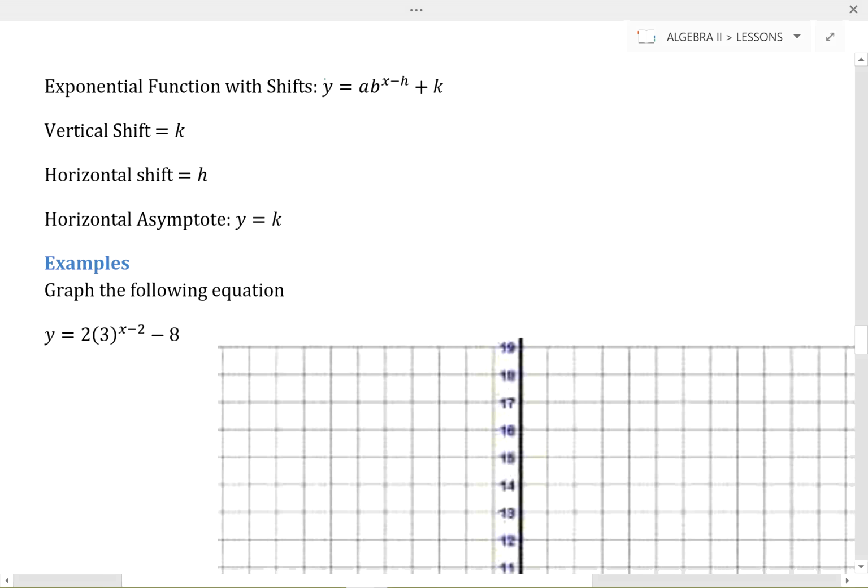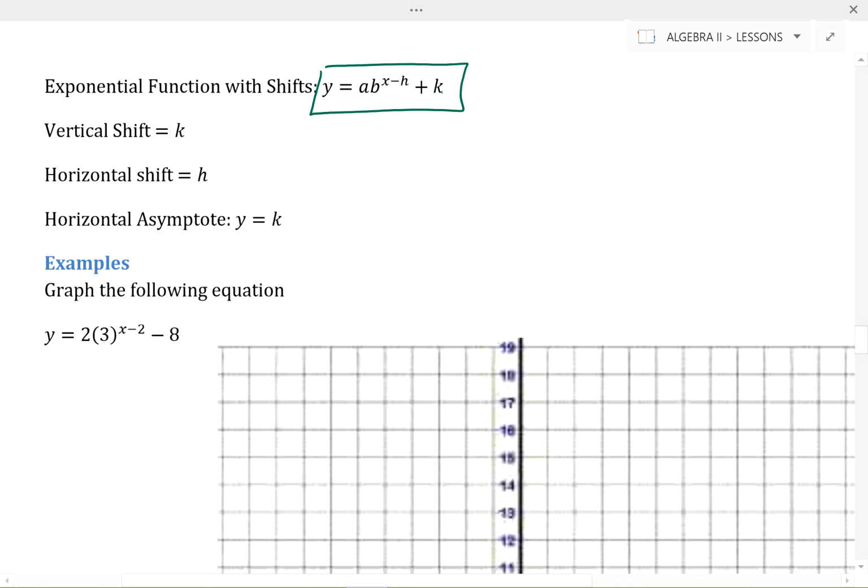So we have this exponential function right here. What we saw before was y equals a times b to the x. So now we have a piece being subtracted from x, and then we have a piece that's being added to the end of the equation. So what we end up having here is something that is being added or subtracted onto the independent variable, and something that's being added or subtracted onto the entire equation.